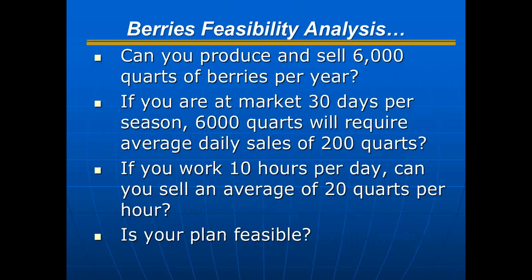What's plan B? So the total amount we're talking about producing in order to make that $900 a month is 6,000 quarts. Can you produce and sell that many? So we're going to look at the market. If you are at market for 30 days per season, that's going to require that you average 200 quarts a day. If you work 10 hours a day at marketing, can you sell an average of 20 quarts per hour? Is that feasible, or would you have to hire somebody, and then that's going to add to your expenses? But according to your costs that you've already calculated, is it feasible that you can sell that much?